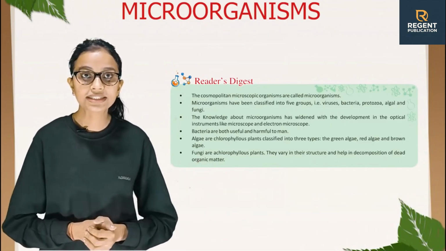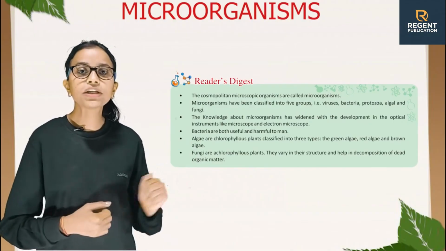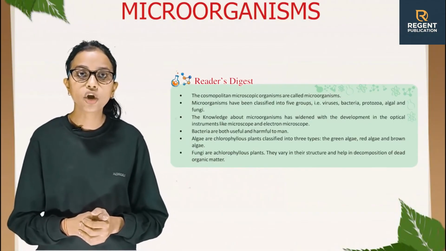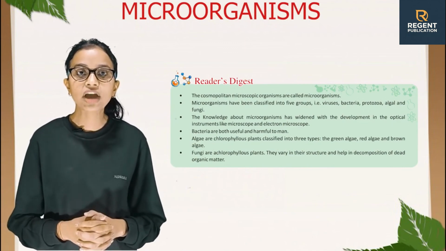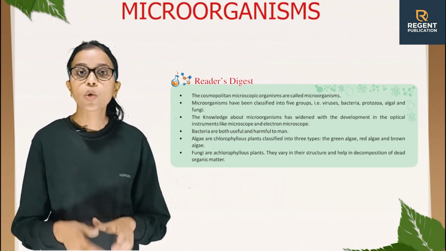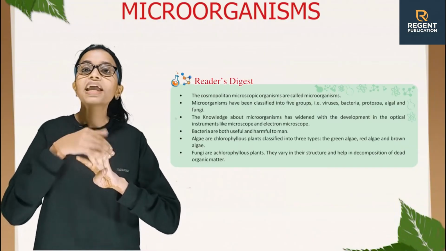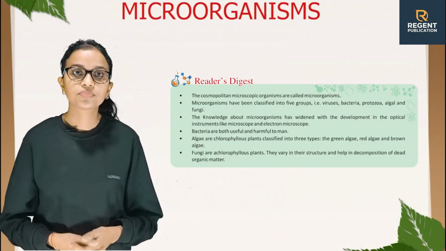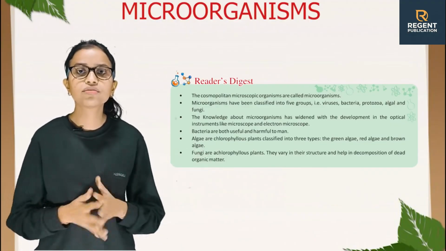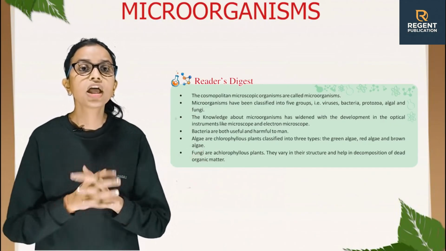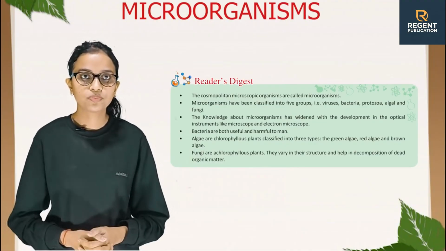Now students, it's time for Reader's Digest. So, the cosmopolitan microscopic organisms are called microorganisms. Microorganisms have been classified into 5 groups: viruses, bacteria, protozoa, algae and fungi. The knowledge about microorganisms has widened with the development in the optical instruments like microscope and electron microscope.